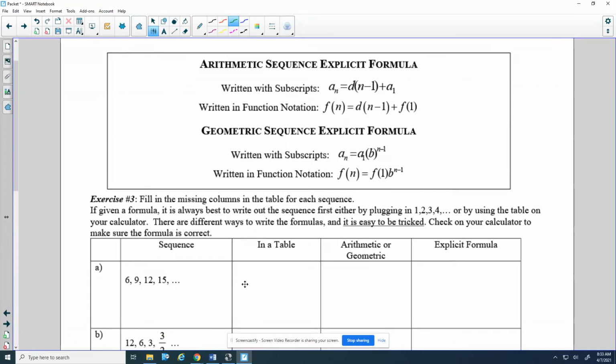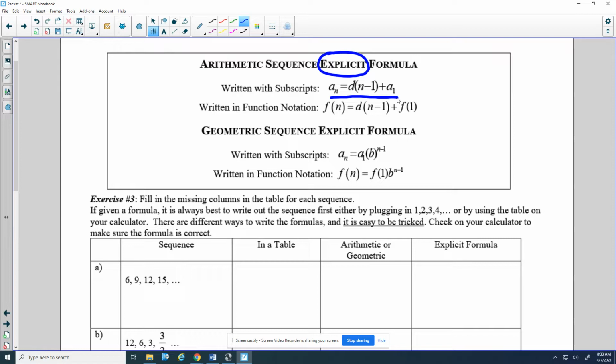So this is part 2 of that lesson. This is a summary of those formulas we just spent some time developing. So here is your arithmetic sequence. This is called an explicit formula. Just another vocabulary word. We're going to learn something called recursion too.